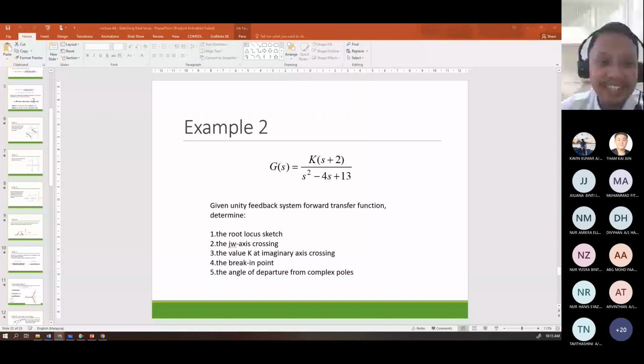All right, so today we are going to continue with example number 2 on how to sketch root locus, and then we will discuss the tutorial on sketching root locus, or lecture 4D. All right, let's continue with the example.